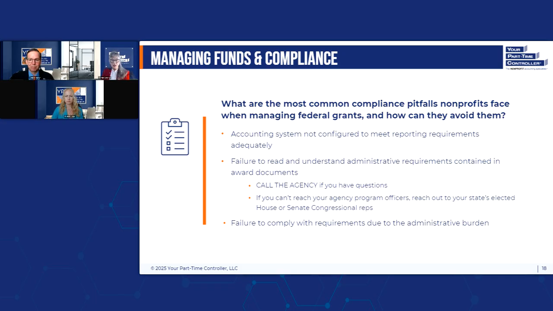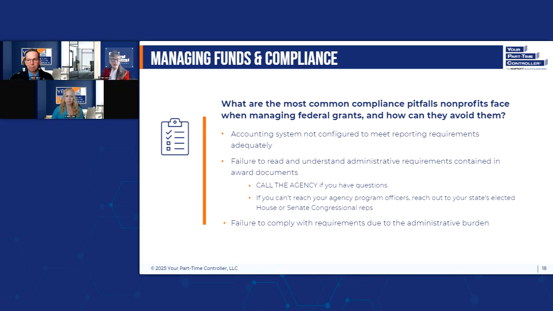Although in current times, as we've all heard, many agencies have cut staff significantly. So if you can't reach your program officer, if you can't get the support you need on your federal awards, it's fair to reach out to your elected House or Senate representatives at the federal level. And I've been advised to recommend that you reach out both to their Washington, D.C. offices as well as their local district offices, where sometimes there's a smaller staff, but they may be able to give you more personalized help.